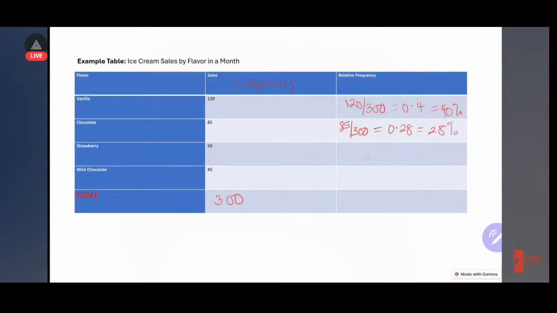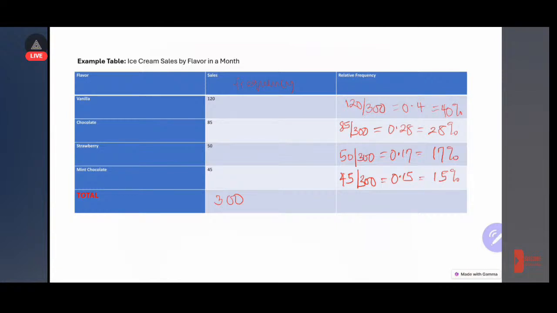Doing the same thing for strawberry, we have 50 divided by 300 equal 0.17, which is the same thing as 17%. And for the last, which is the mint chocolate, we have 45 divided by 300 equal 0.15, which is the same thing as 15%.